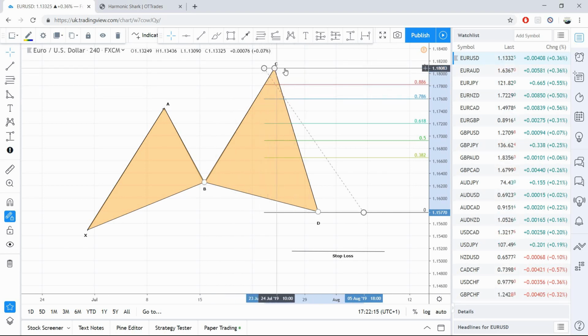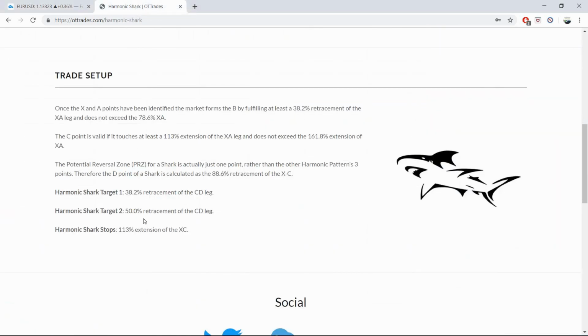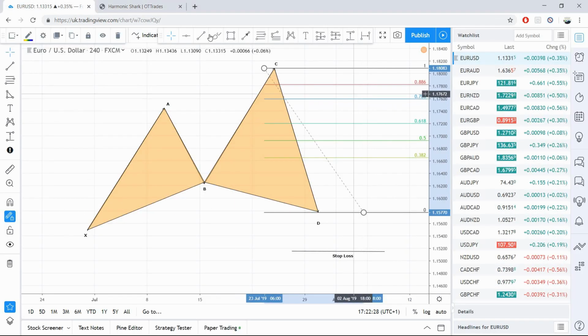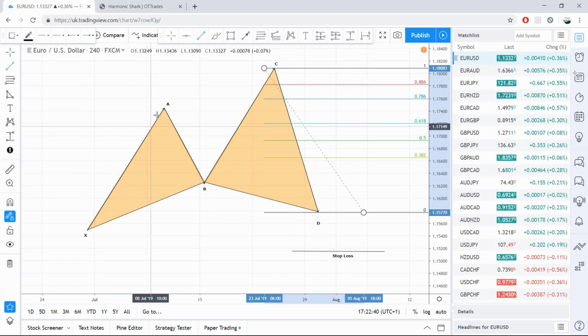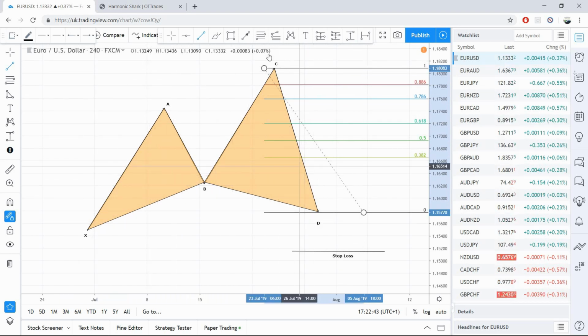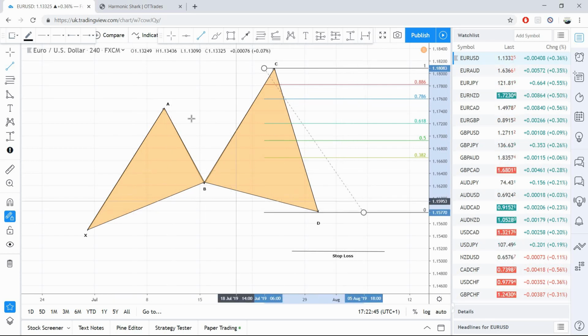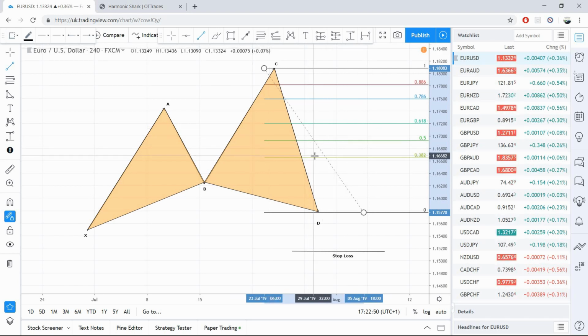So the C point is obviously the highest price that we've reached within this pattern. So we're going to stretch our fibs from the C to the D point in this instance. And the targets are going to form at 382 and 50% retracement of C to D. This is one of the only patterns where we conventionally trade to the 50% level. Usually it's 382 and 618 of whatever you're stretching the fibs to, usually A to D. For the shark, it's 382 and 50% of C to D.